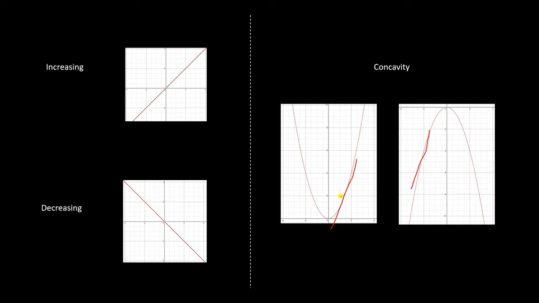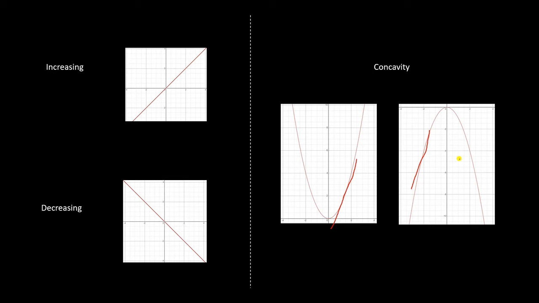Anyways, just notice that if the graph is increasing or decreasing, the first derivative is positive or negative respectively, just by looking at the slope. And also notice that when the graph is concave up, its second derivative is positive because the slopes are getting positiver. When it's concave down, the second derivative is negative because the slopes are getting negativer. Keep those facts in mind because we're going to define some tests using those facts in a few minutes.